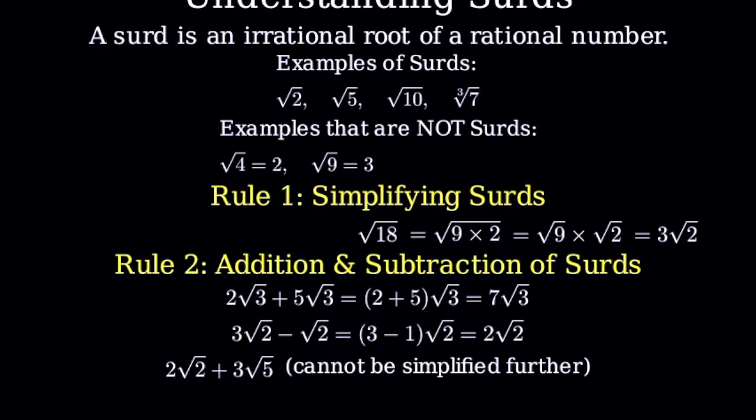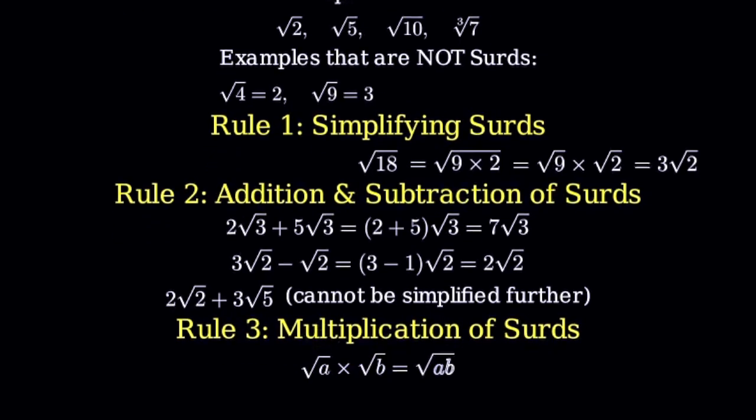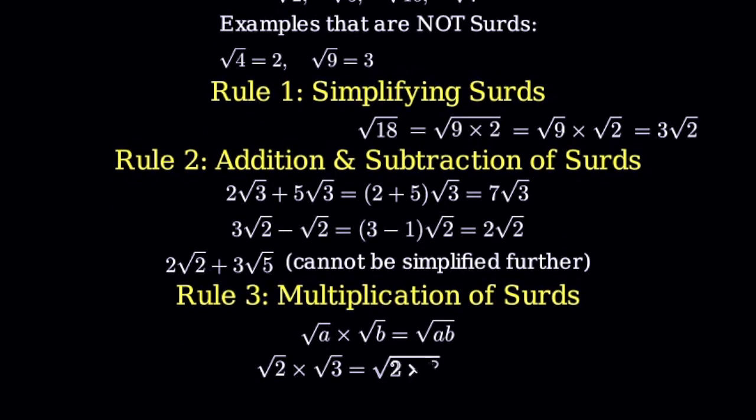Rule 3 is multiplication. To multiply surds, you multiply the numbers under the root signs together. The general rule is the square root of a times the square root of b equals the square root of a times b. For example, the square root of 2 times the square root of 3 is equal to the square root of 2 times 3, which is the square root of 6.